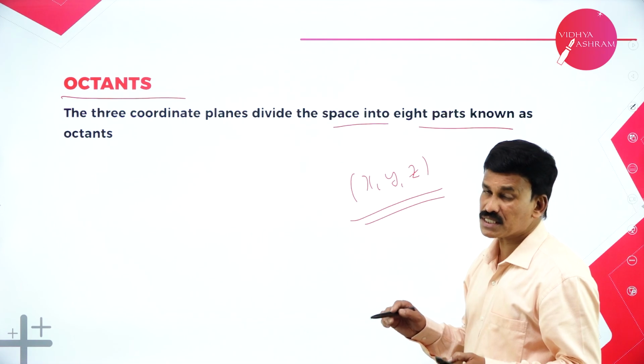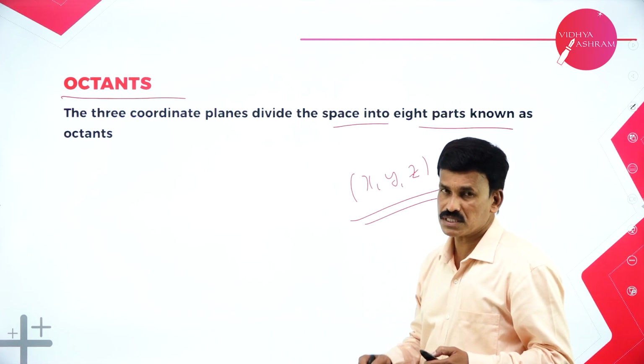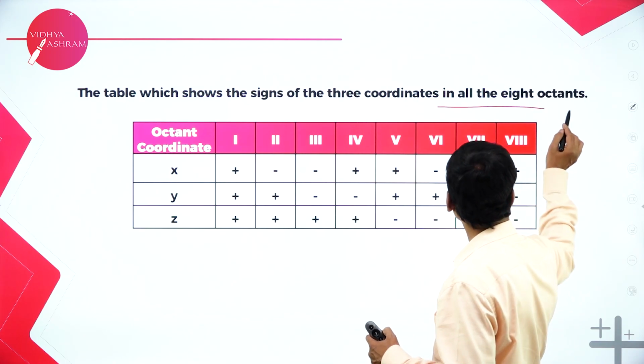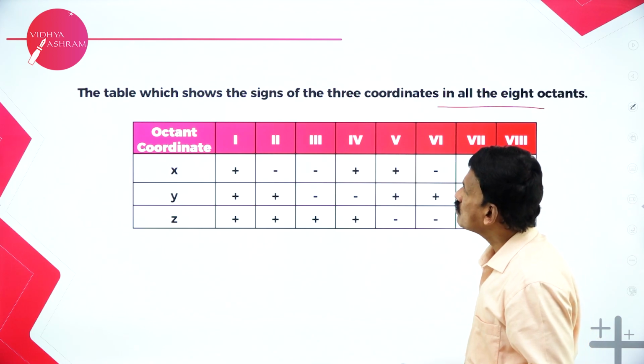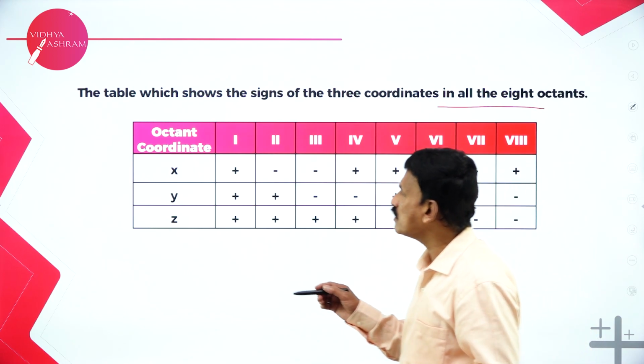Let us know regarding the signs of these spaces in the 8 parts. Now, the table which shows the signs of the 3 coordinates in all the 8 octants. So, what are the signs of all these 3 coordinates in these 8 octants? Now, let us move on to the octants.